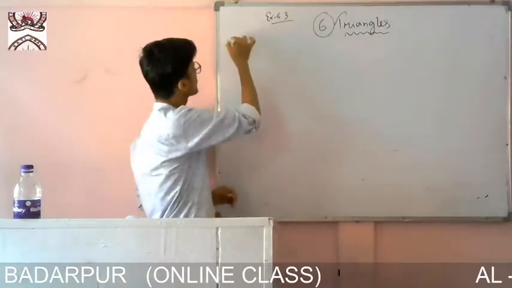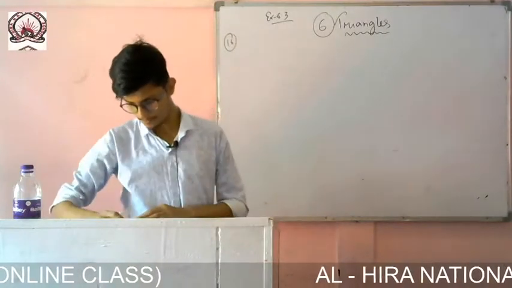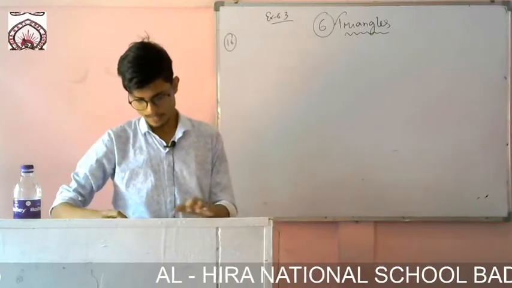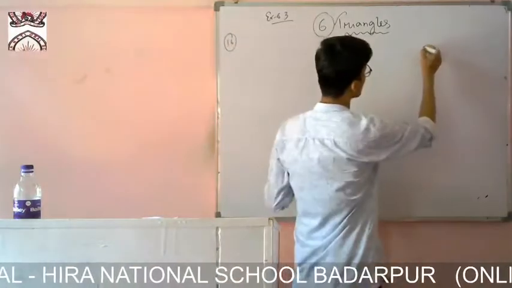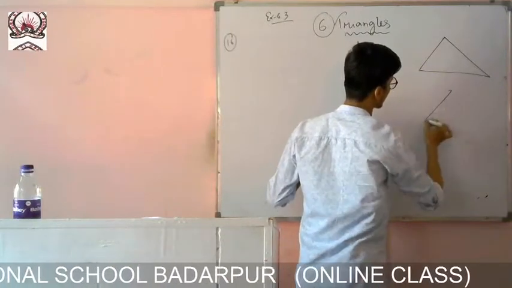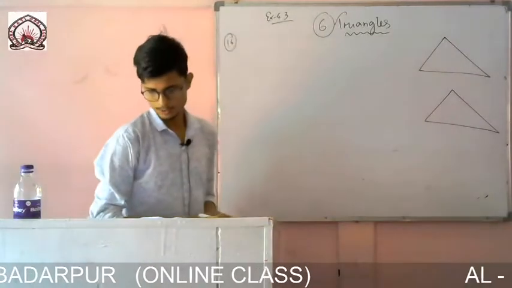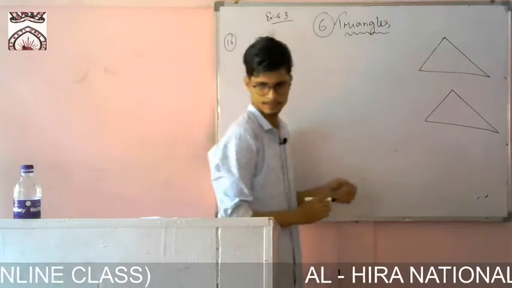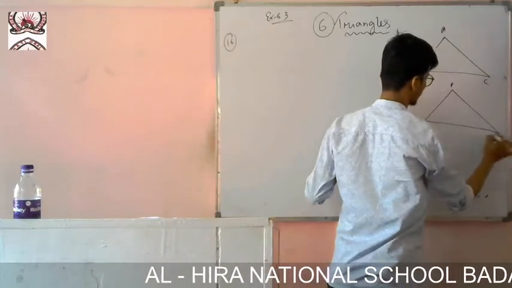Question number 16. If AD and PM are medians of triangle ABC and PQR respectively, where triangle ABC is similar to triangle PQR, prove that AB by PQ equals AD by PM, okay. So two triangles, first of all let me draw. It is given like this. So two triangles are there, named ABC and PQR.